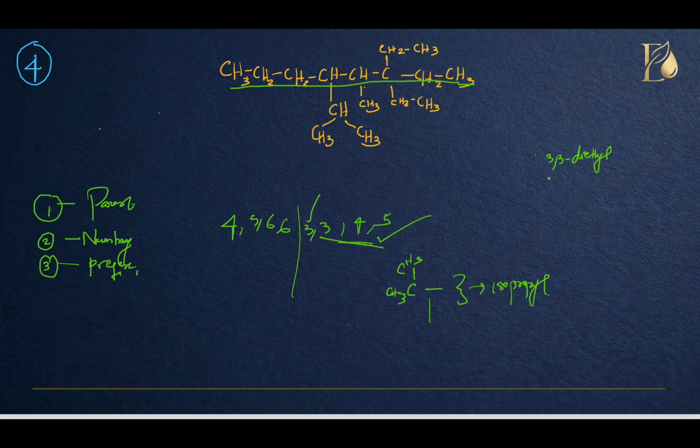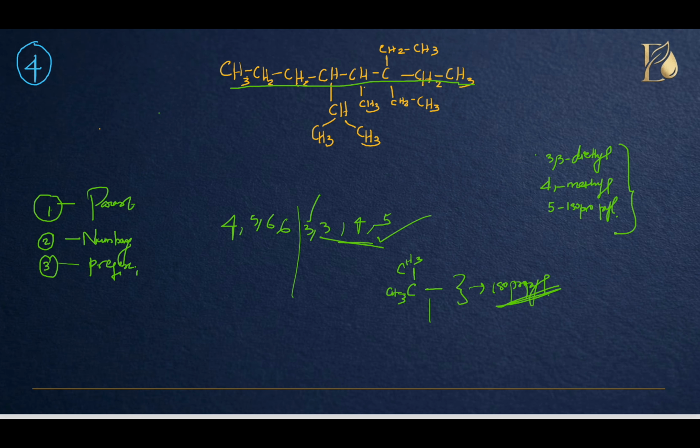Then what is the second substituent? At fourth position there is a methyl group. So 4-methyl. So what is the third substituent? 1, 2, 3, 4, 5. At fifth position there is a substituent. What is that substituent? At fifth position there is a CH3 group. What is this? We learned in the previous class that if to a carbon atom there are two terminal CH3 groups, then that is known as isopropyl, right? Isopropyl. So at the fifth position there is an isopropyl group. Okay, now we got the three substituents.